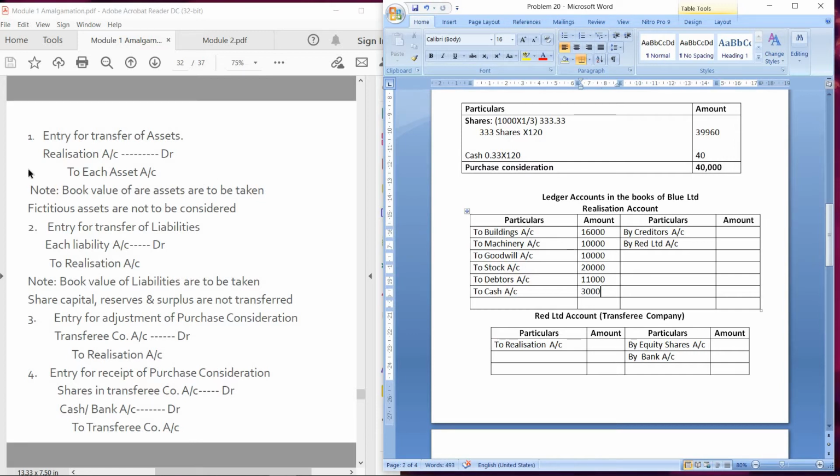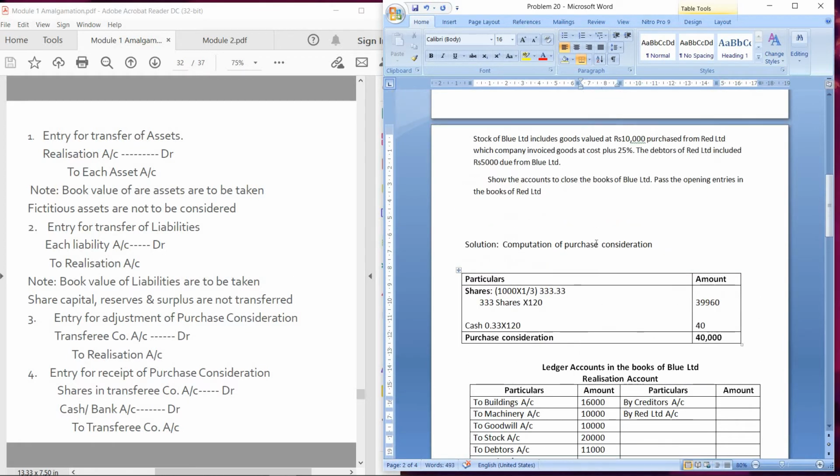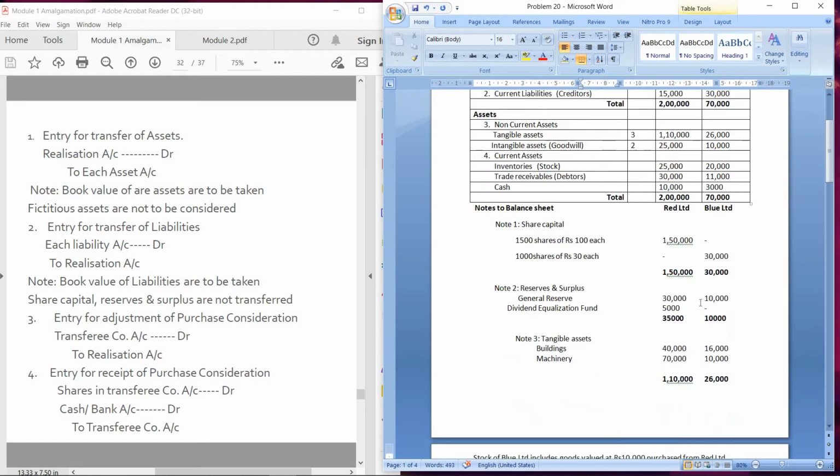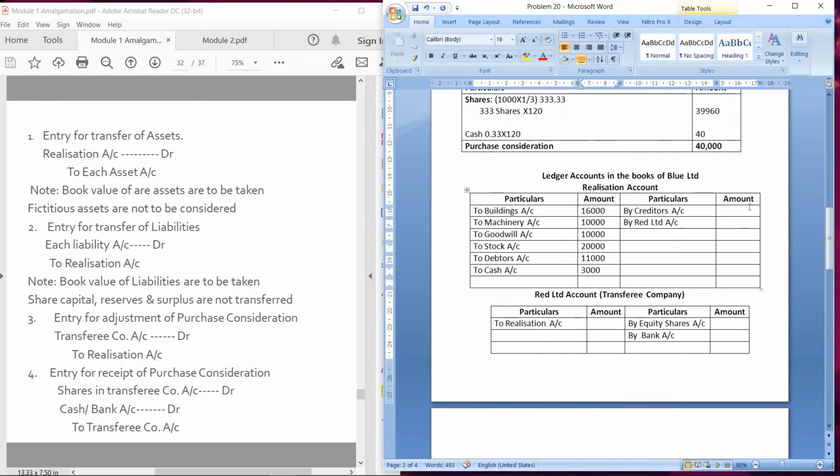Okay, so we have transferred all the assets to realization account. Second entry is for transfer of liabilities. Now let us look at the liability. Only creditors 30,000. So by creditors 30,000.